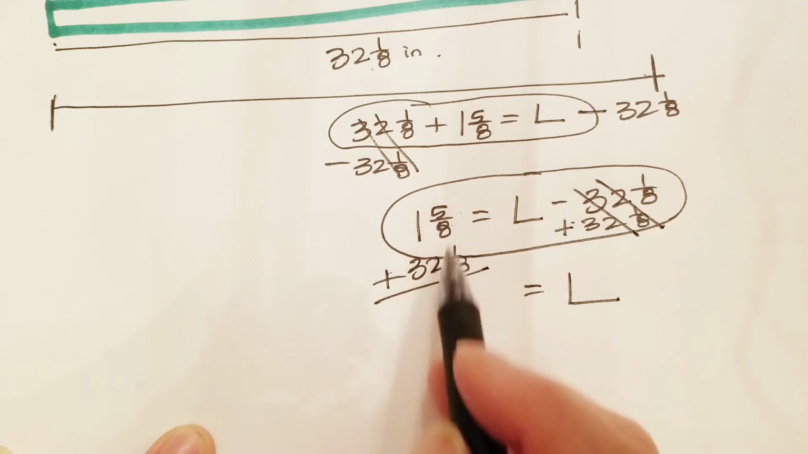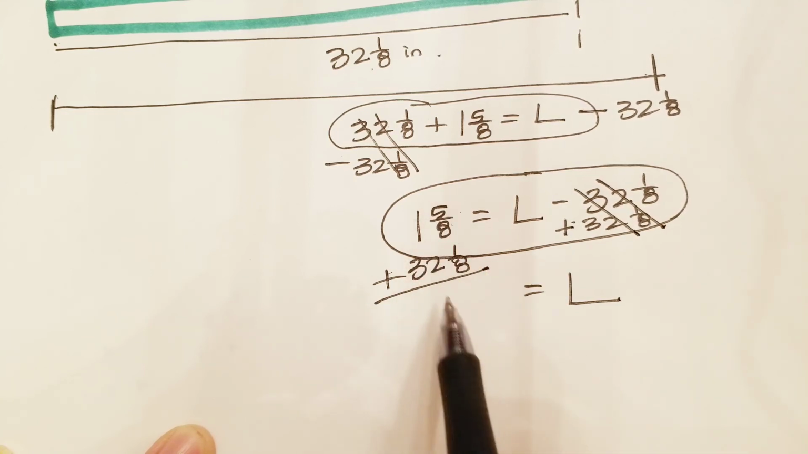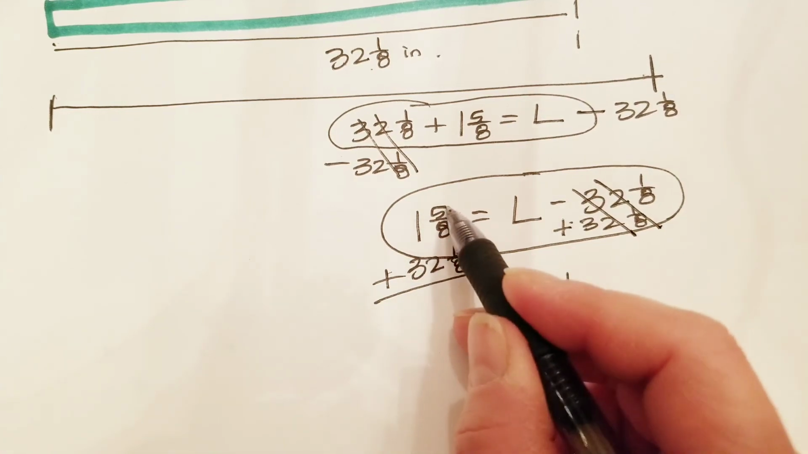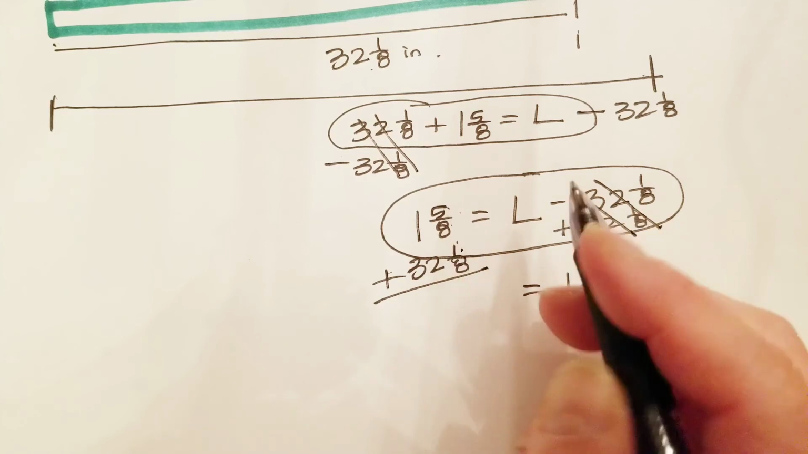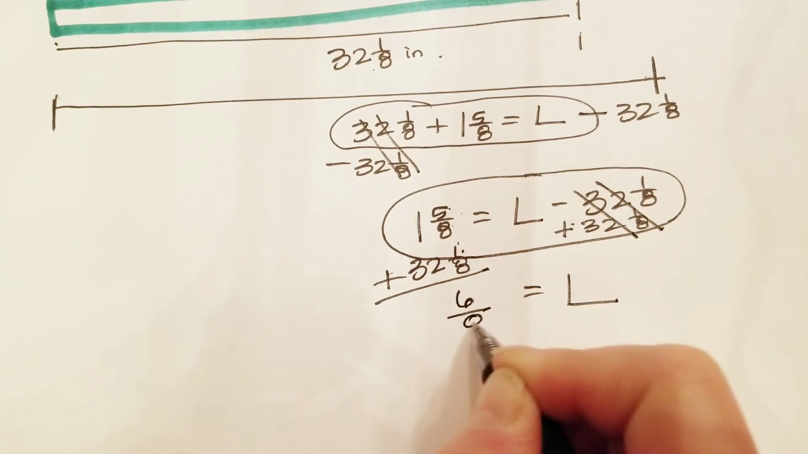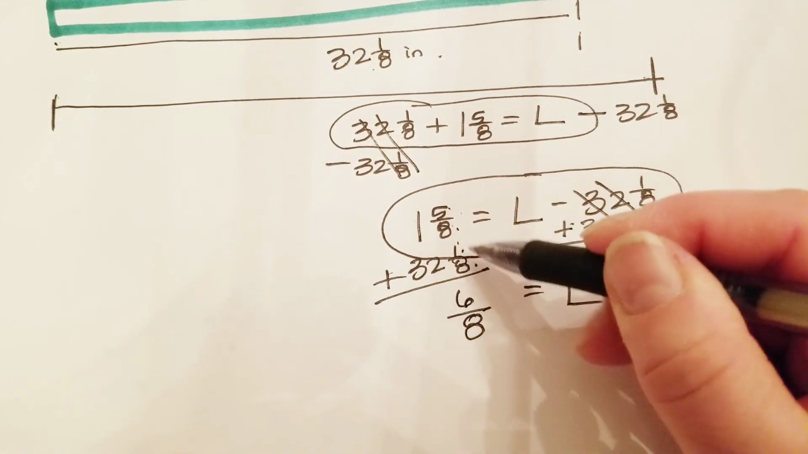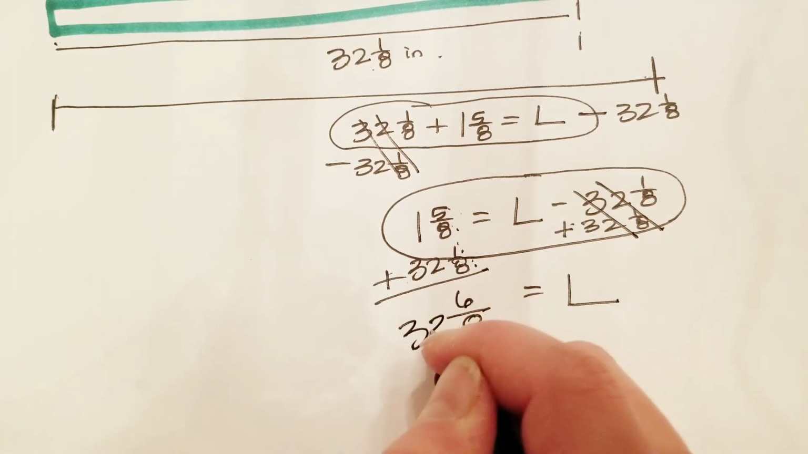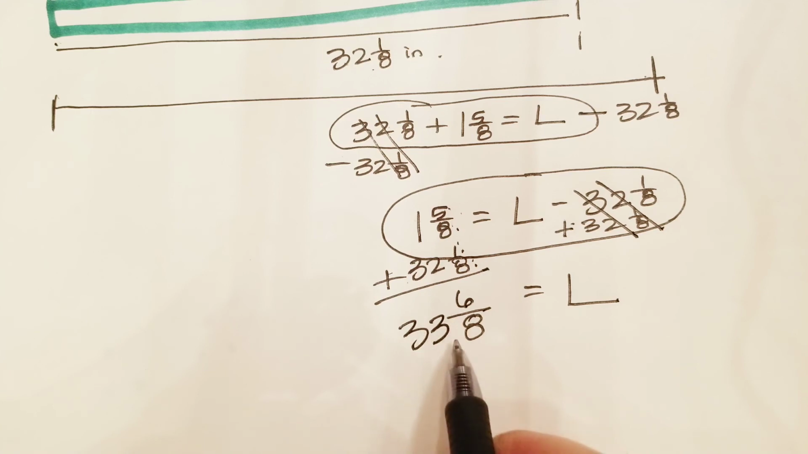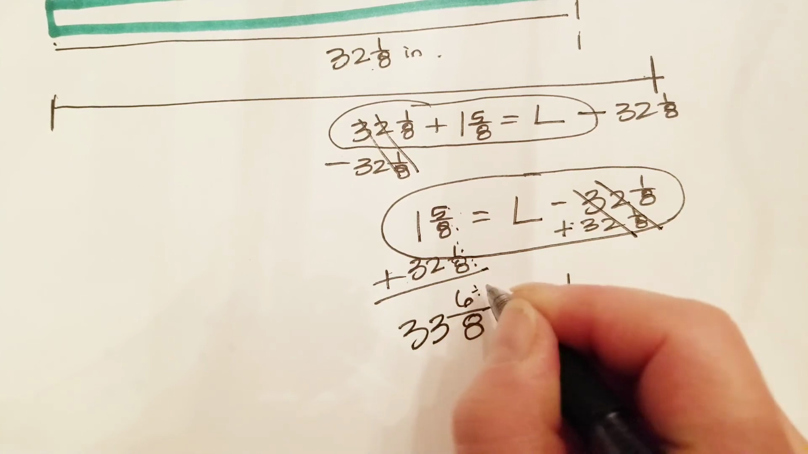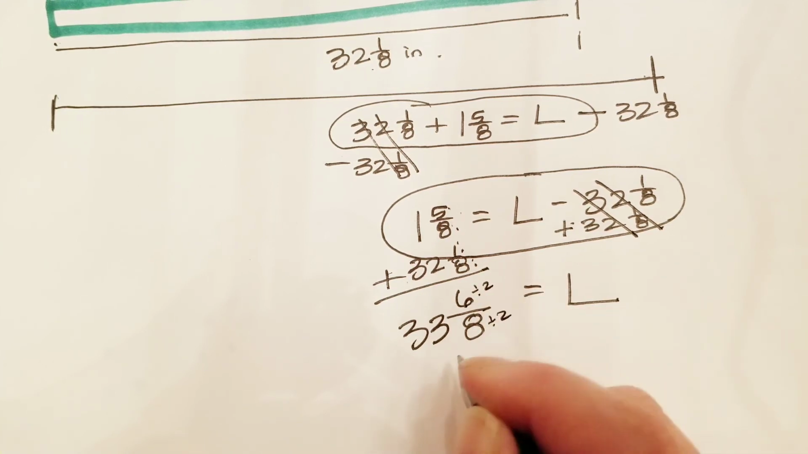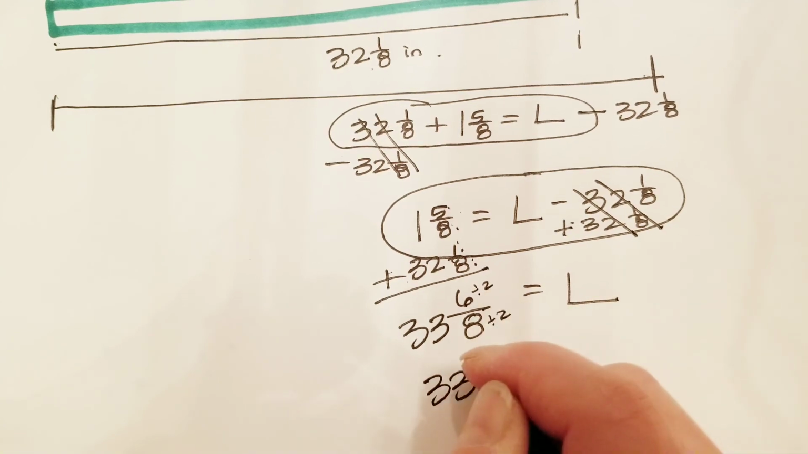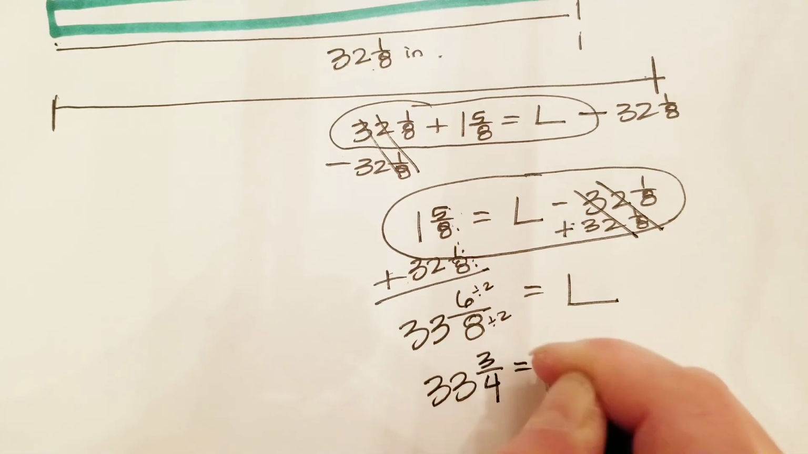Now I need to add my two fractions here. So I'm going to add the numerators together. 5 and 1 gives me 6. The denominator stays the same, so 6/8. And 32 plus 1 is 33. I need to reduce 6/8, divide by 2. 33 3/4 is my length.